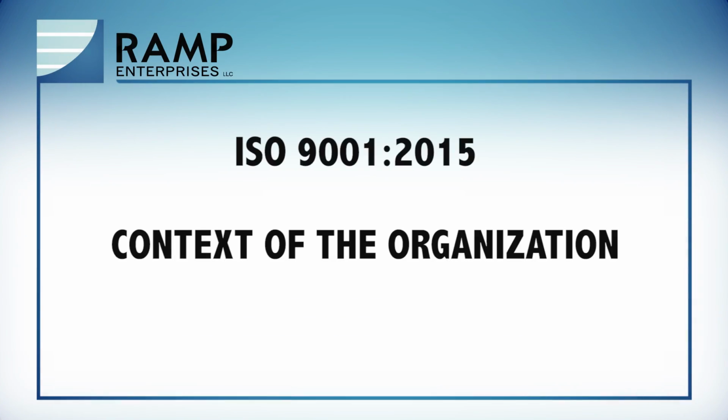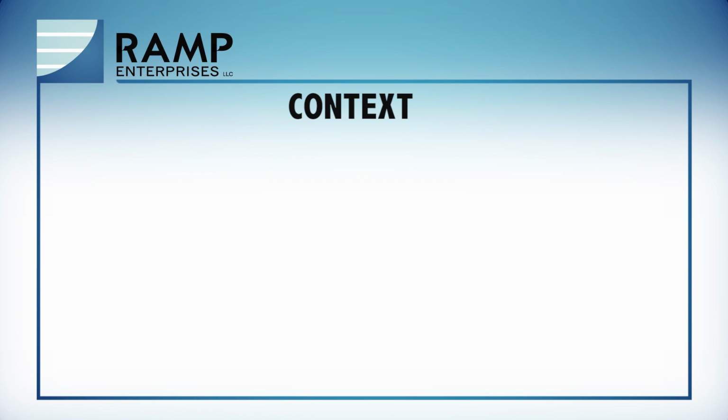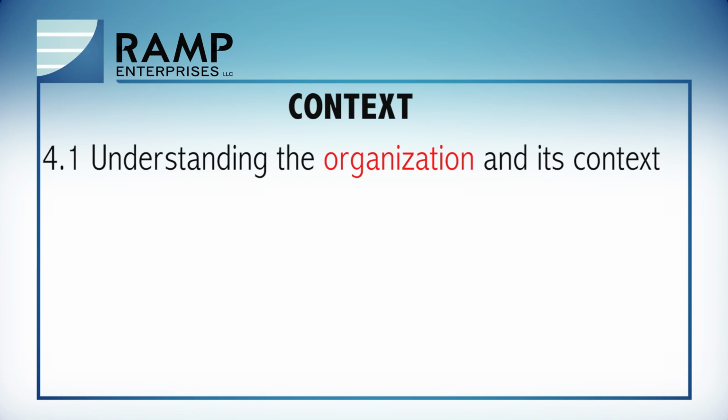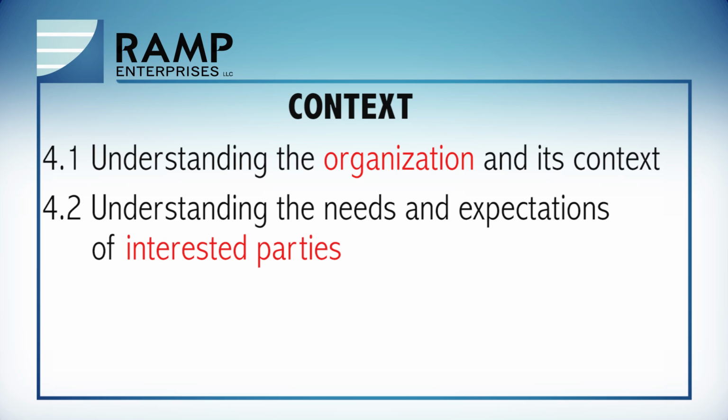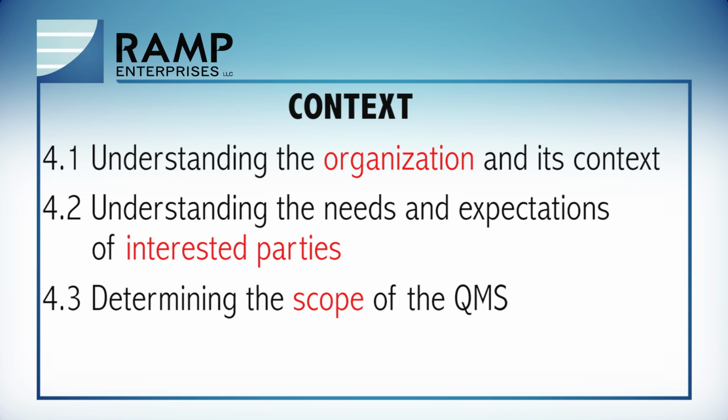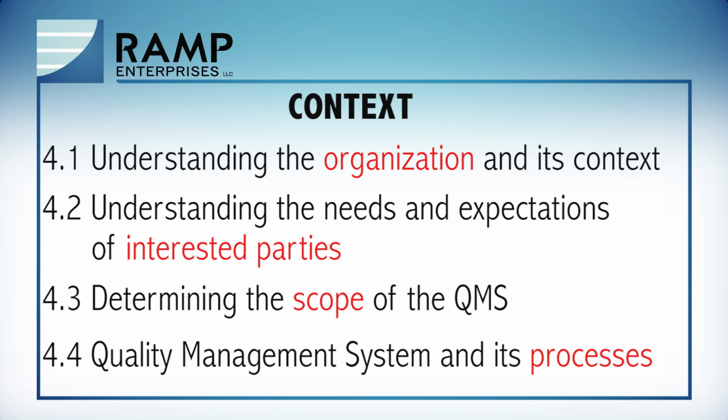Okay, now we're going to go to slide 1 of context of the organization. There are 4 aspects that we need to consider. The first aspect is truly understanding the organization and its context. The second is understanding the needs and expectations of the interested parties. The third is determining the scope of the quality management system. And the fourth is defining the quality management system and its processes.